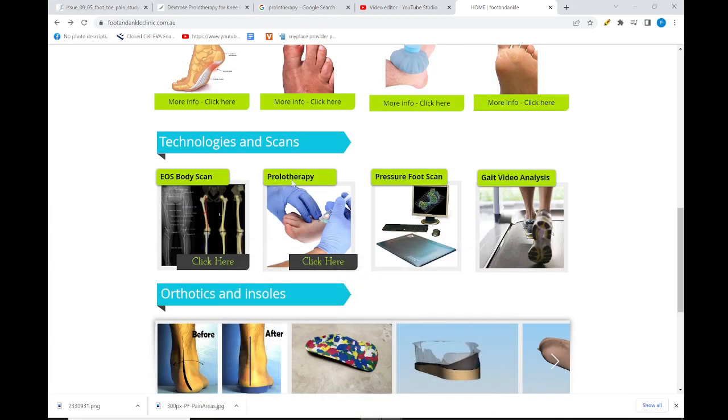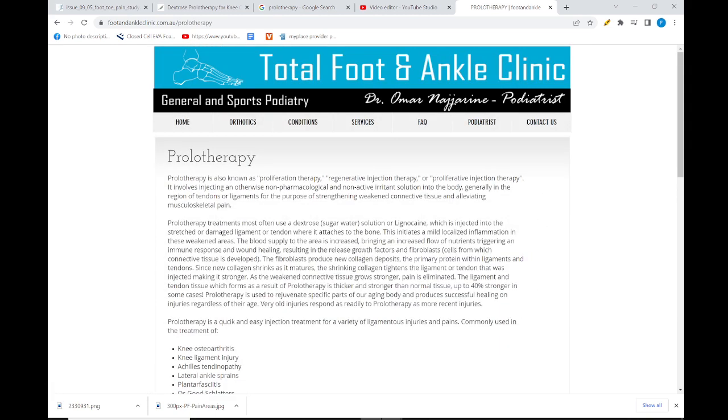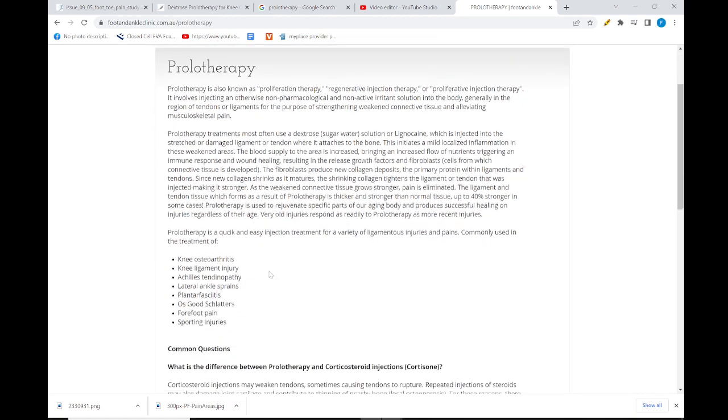Okay, so if you go to our website, you'll find Prolotherapy, which is a treatment option for lower limb and foot related conditions. So if we click on it, we'll see that Prolotherapy is a type of injection. It's known as proliferation therapy. What it involves is injecting a non-active irritant solution in the body to generate a repair or healing response. And it can be used for a variety of conditions.